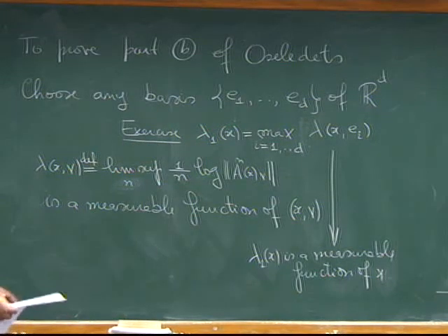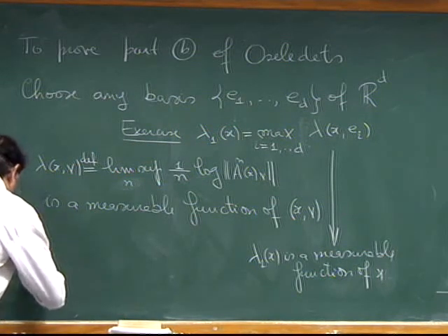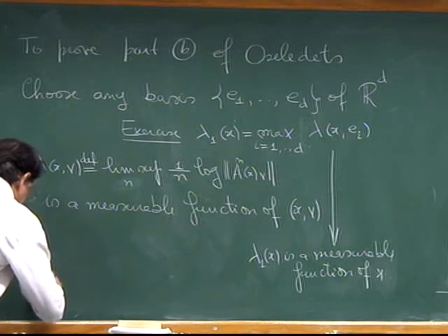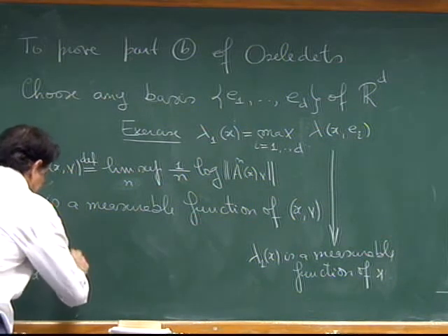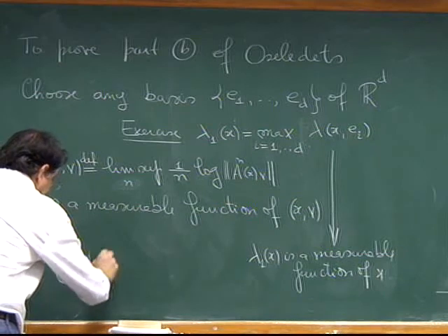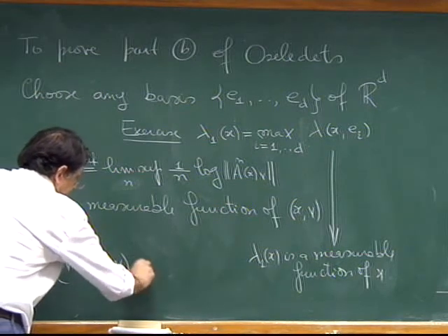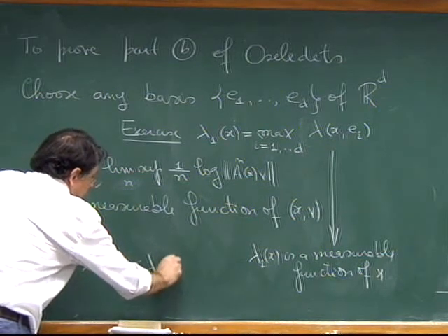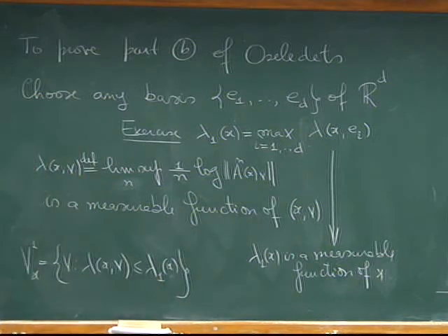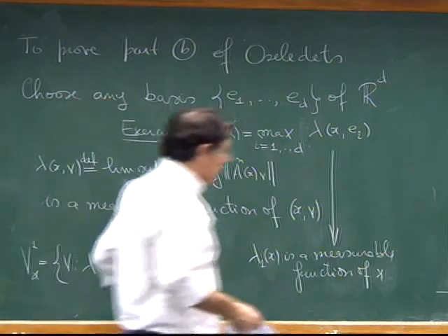Now, v1 of x is the set of vectors such that lambda x v is less or equal than lambda 1 of x. This is true.